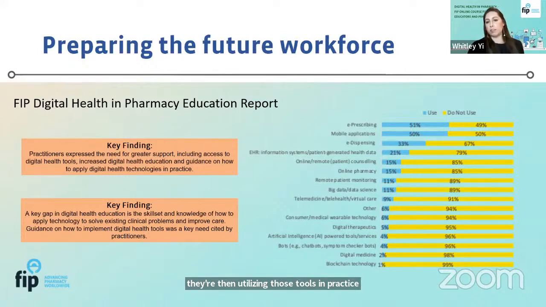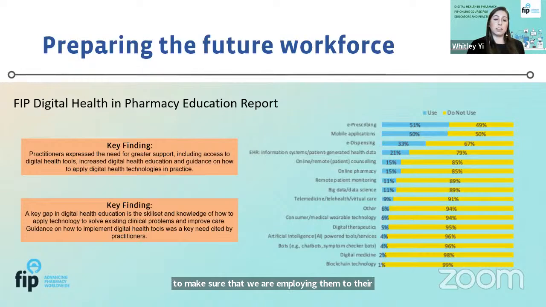And so the graph here on the right shows the percentage of practitioners that are actually using different tools. You see with some of the tools, just e-prescribing or mobile applications, there is relatively high use among them. But as we start getting into some of the other emerging technologies, the utilization drops significantly. And it's important that we have a workforce that understands how to leverage these emerging technologies to make sure that we're employing them to their fullest to improve patient health outcomes.